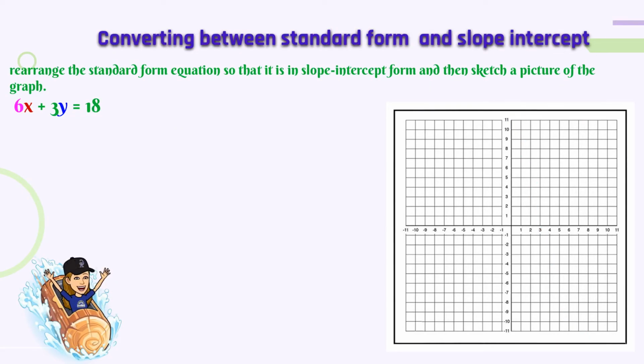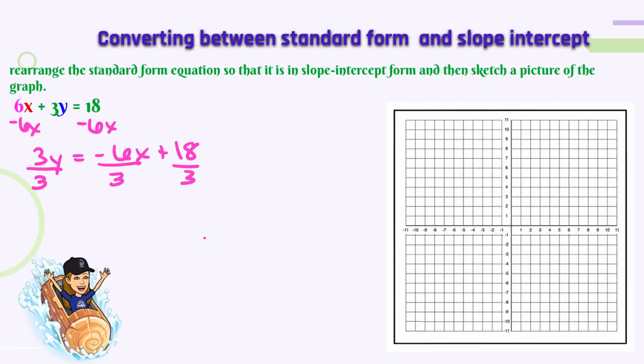So here's an example where it says to rearrange the standard form of the equation so it's in slope-intercept form and then sketch a picture of the graph. So to do that, I'm going to subtract 6x from both sides, and I get 3y is equal to negative 6x plus 18. Now I need to divide everything by 3.